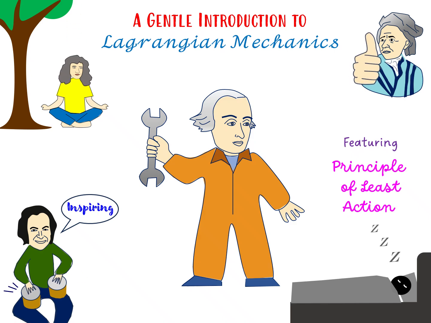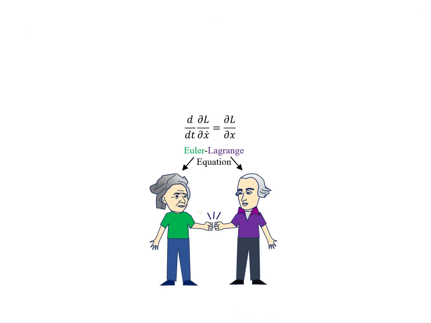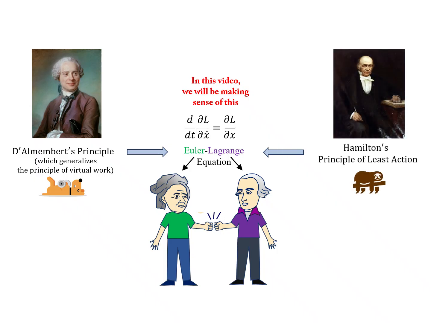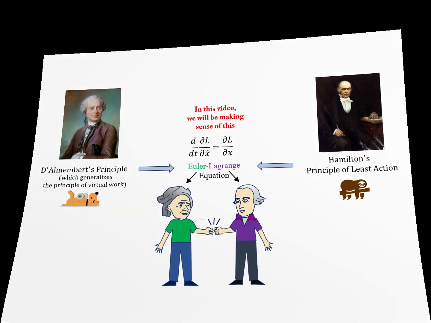Hello, this video attempts to explain Lagrangian mechanics in a way that hopefully strikes a right balance between intuition and rigor. At the heart of Lagrangian mechanics is this widely used Euler-Lagrange equation, originally derived from D'Alembert's principle and much later shown to follow from the principle of least action by Hamilton.